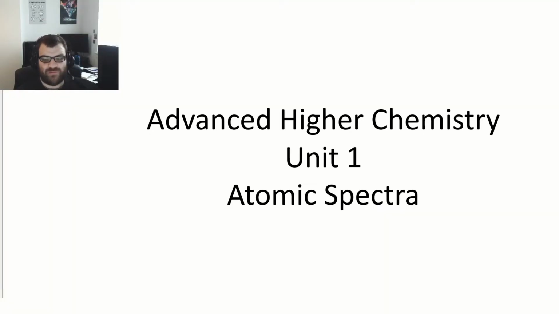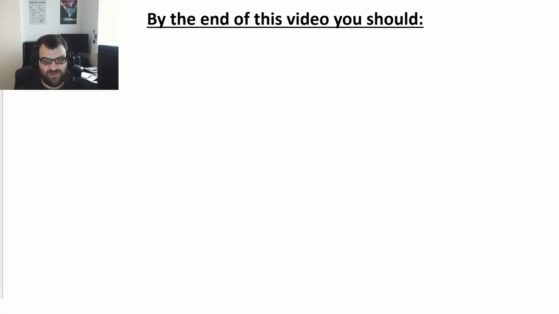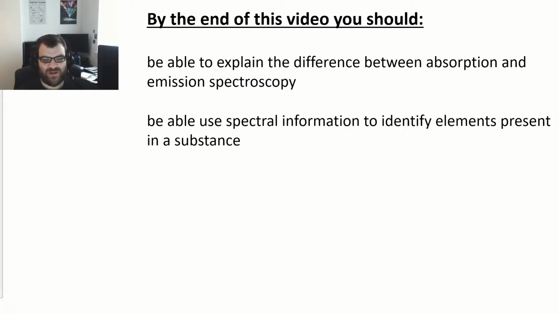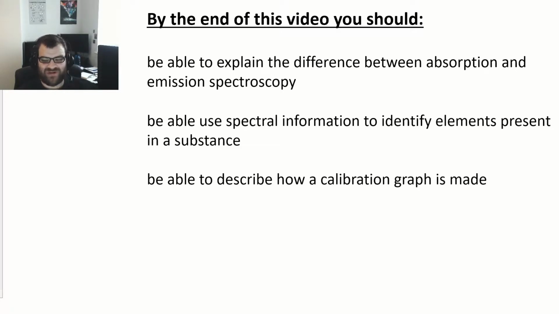In this video, we'll talk through the atomic spectra topic from Unit 1 of Advanced Higher Chemistry. By the end of this video, you should be able to explain the difference between absorption and emission spectroscopy, be able to use spectral information to identify elements present in a substance, and describe how a calibration curve is made.